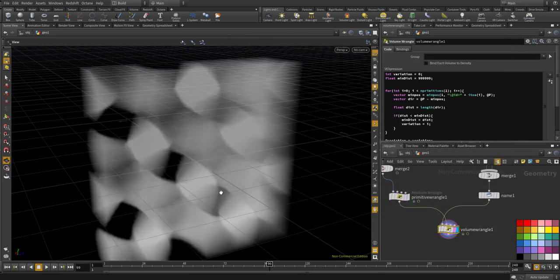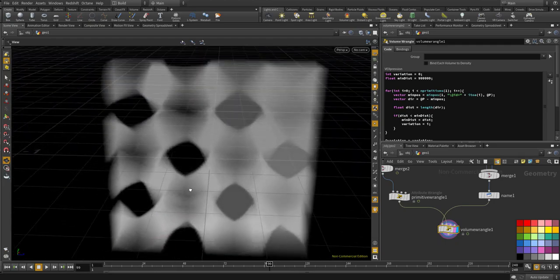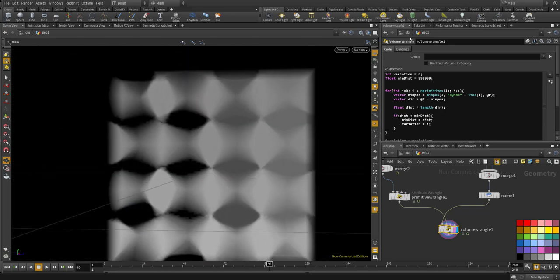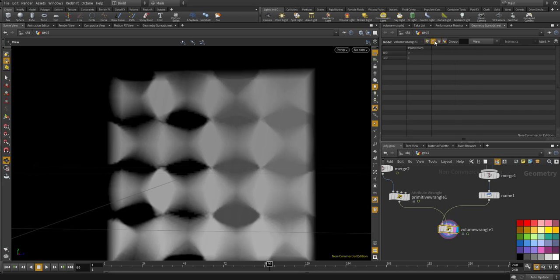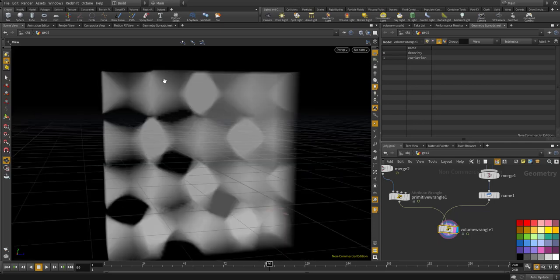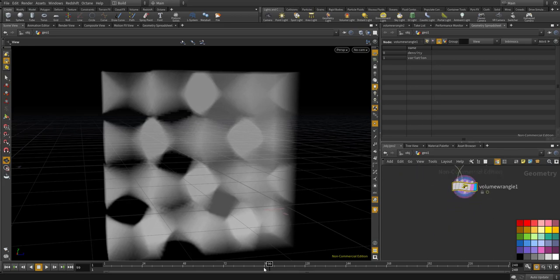Let's look at this. It is already making some interesting visuals. Let's look at the geometry spreadsheet. Now you have two volumes. One is density and the second is variation. The variation has the information for the ID, which point belongs to which cells, and the density has the information of the minimum distance relative to the curves, that I mean.